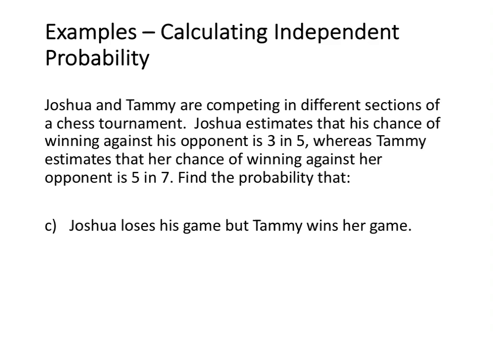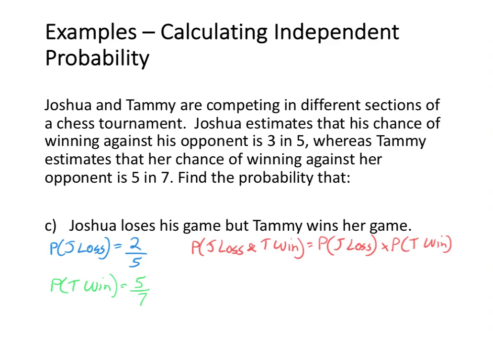Finally, we're going to calculate the probability that Josh loses his game but Temi wins her game. First we need to calculate the probability of those two events happening. The probability that Josh loses his game is 2 out of 5, and the probability that Temi wins her game is 5 out of 7. Now that we've got our two individual components, we can calculate the probability of Josh losing his game and Temi winning her game. We do that by multiplying the probability that Josh loses by the probability that Temi wins.